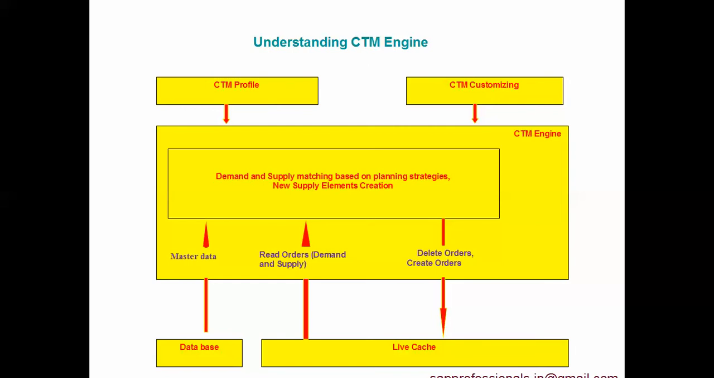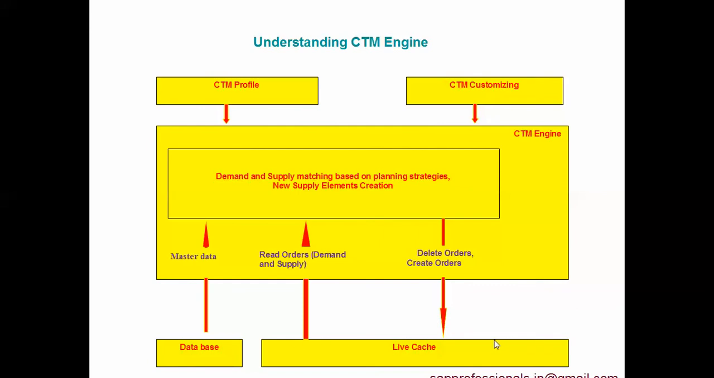Now let us come to the CTM engine. Like any other engine, it takes the master data from APO, where master data is stored in database tables, and it takes the transaction data which is stored in live cache. This is the main difference in APO. The master data is stored in database tables, whereas transaction data is stored in live cache.